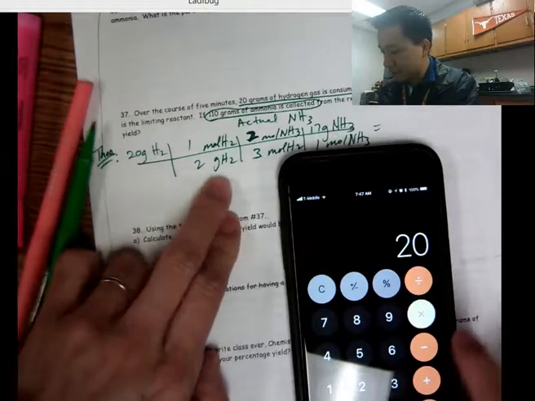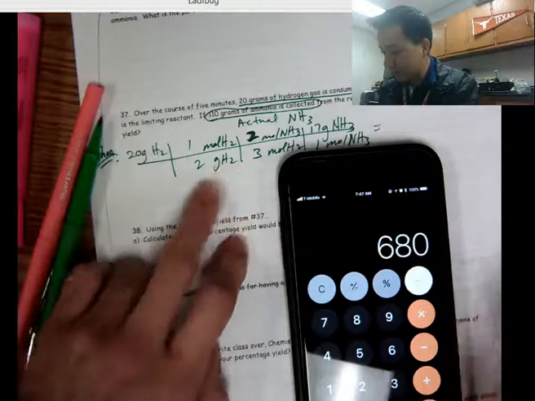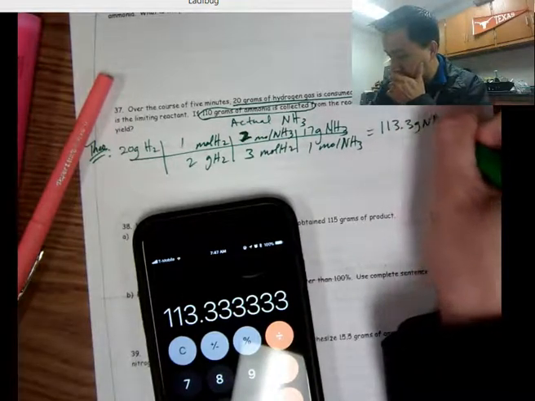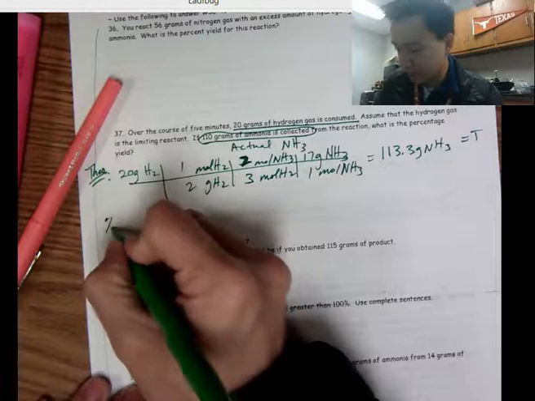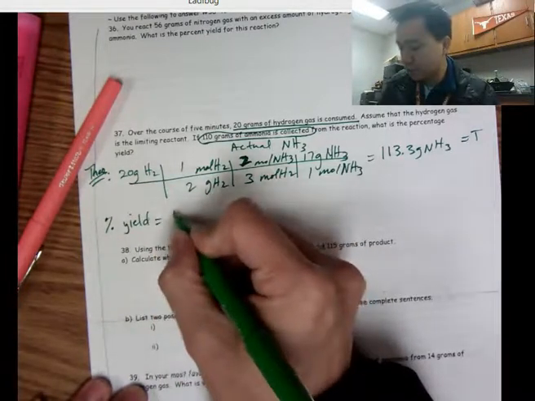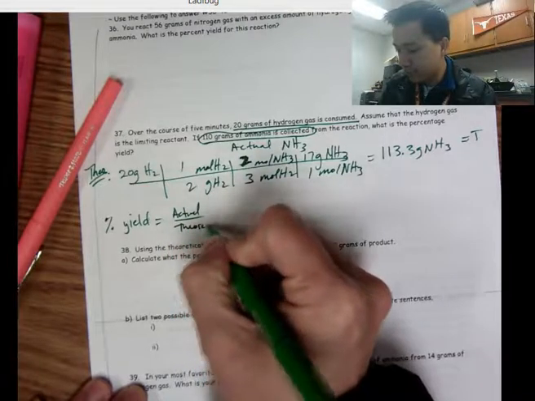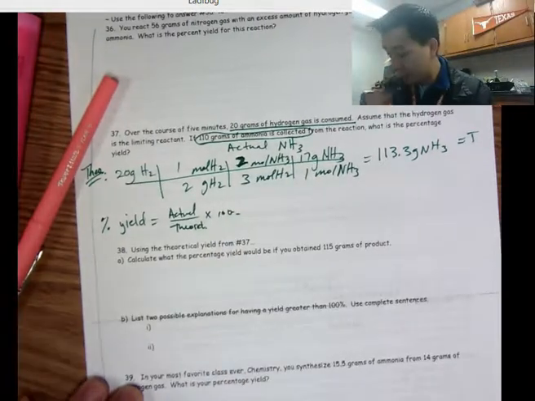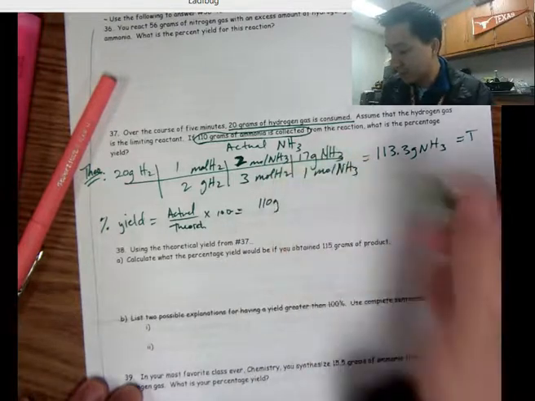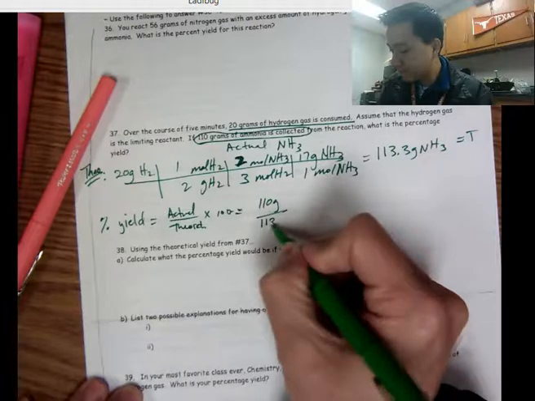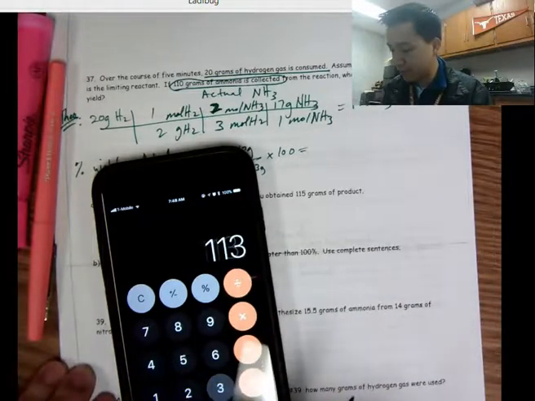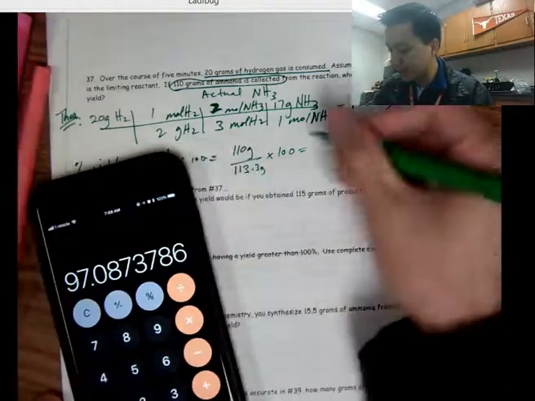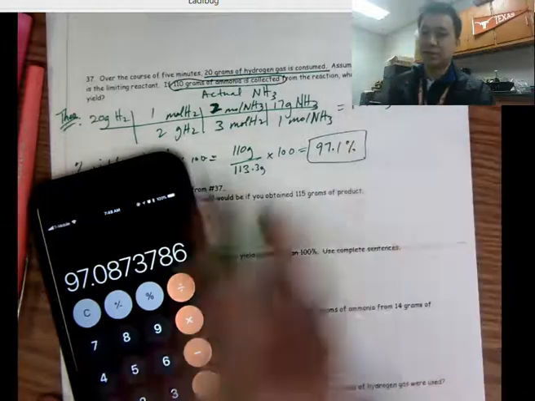20 times 2 times 17, divide by 2, divide by 3, and I get 113.3 grams of NH3. This is my theoretical. So the equation is percent yield is equal to actual over theoretical times 100. We'll plug that in. Actual is given in the problem, 110 grams. Theoretical, 113.3 grams, times 100, and you'll get your percent yield. 110 divided by 113.3 times 100 equals 97.1%. And that's how you find percent yield.